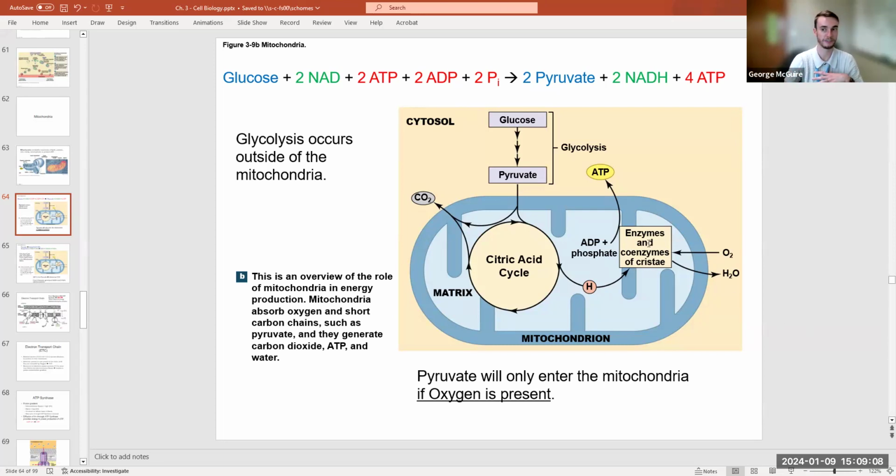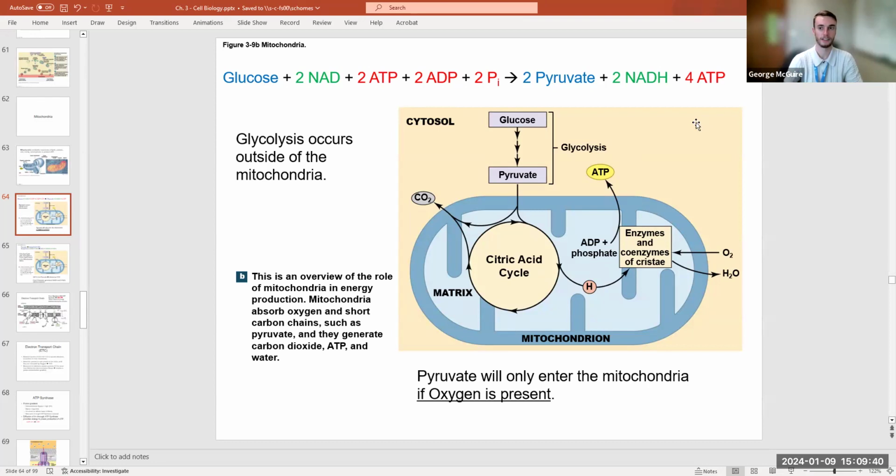Oxygen is needed for the final stage of cellular respiration, and thus pyruvate will only be brought into the mitochondria if oxygen is present. And then as a product of breaking down these molecules to get ATP, all the carbons that we started with are going to be released back out into the environment as carbon dioxide. So you breathe in oxygen to allow for this process to occur. You breathe out carbon dioxide as a result of breaking down these molecules.